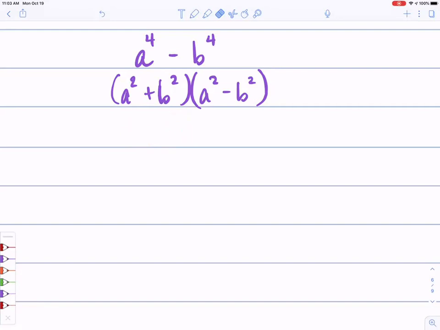I can still factor further though. So how can I factor further? Yeah, absolutely. Priscilla, was that you? I couldn't tell. Yeah, absolutely. It's another difference of two perfect squares. Okay, so that second factor can be factored to a plus b, a minus b.